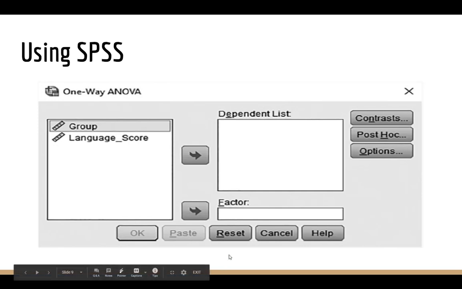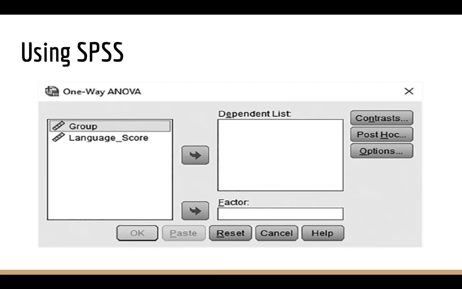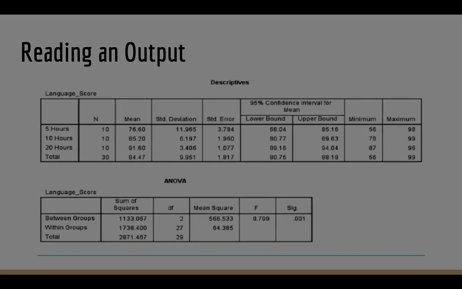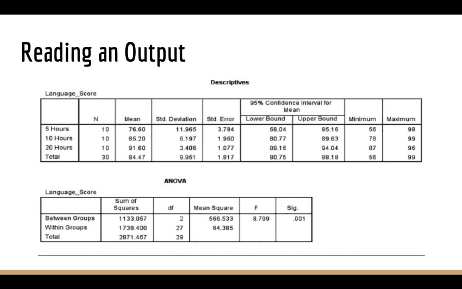So let's find out. So after you do this, don't worry about all the buttons right now. We're just going to run it. Okay? And we'll get something that looks like this. So your first box is your descriptives. You're all pretty familiar with the descriptives box. You have to report the mean, standard deviation, and N for each group. So we can see that each of our three groups had an N of 10.